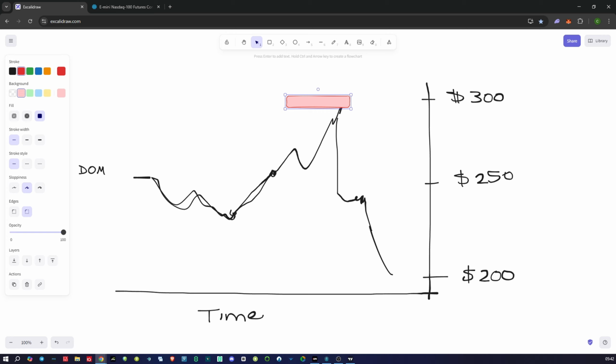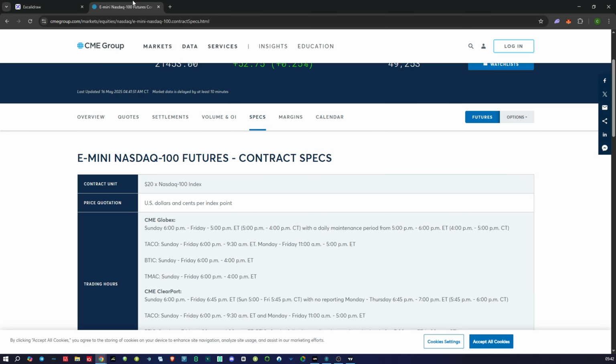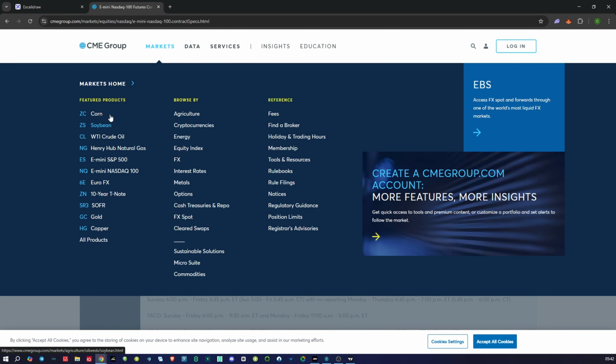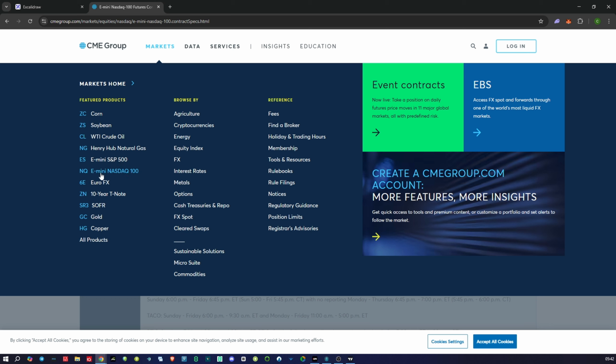That is supply and demand. So I'm going to move forward and explain some of the key concepts, basic terms that a trader needs to know. I'm going to start here with the Nasdaq. So if you go to the CME Group website, I'm going to specifically focus on futures. When you go to markets, you will find different markets you can trade. For example, I'm going to focus on the NQ, the E-mini Nasdaq 100 index future.